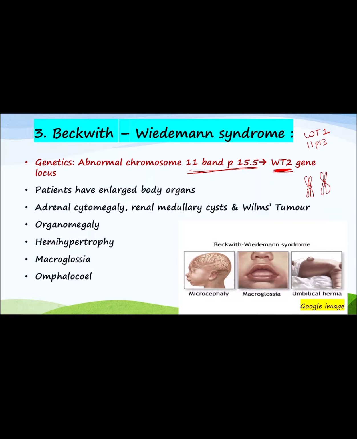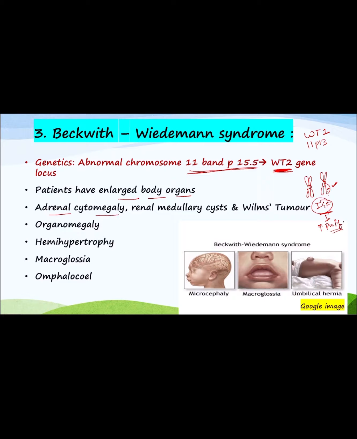Normally the maternal gene is imprinted, so it is not expressed. But when there is loss of imprinting on the maternal allele, the insulin-like growth factor is overexpressed because of the loss of imprinting. So this results in increased proliferation and the development of Wilm's tumor. So patients also have enlarged body organs.